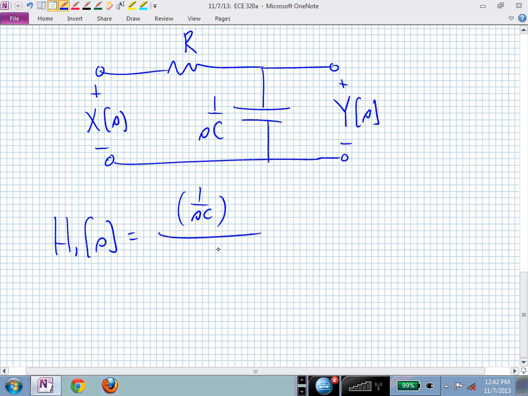There's our capacitor's impedance, and then we simply add up the series combination of those two impedances in our circuit. If we clean that up a little bit, by that I mean get rid of the denominator in the numerator and the denominator by putting everything over SC and then canceling the SC in the common denominator of the numerator and denominator.